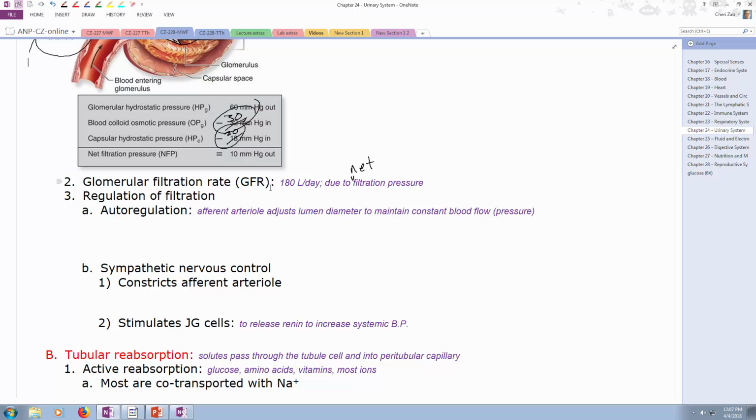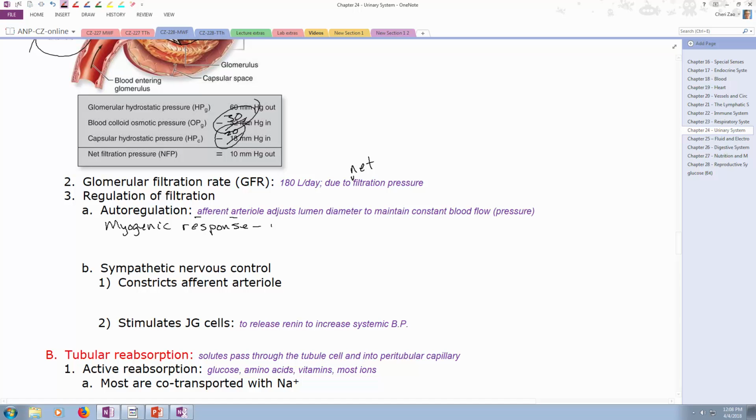Number 3, regulation of filtration. We've already discussed this, but let's go through the notes a little bit again. Autoregulation: we like the afferent arteriole to adjust its luminal diameter, which is related to vessel diameter, to maintain a relatively constant blood pressure and therefore glomerular hydrostatic pressure and flow. So autoregulation is a myogenic response. We mentioned previously, if the lumen is dilating, then the smooth muscle in the vessel wall detects that and has a constrictive response.